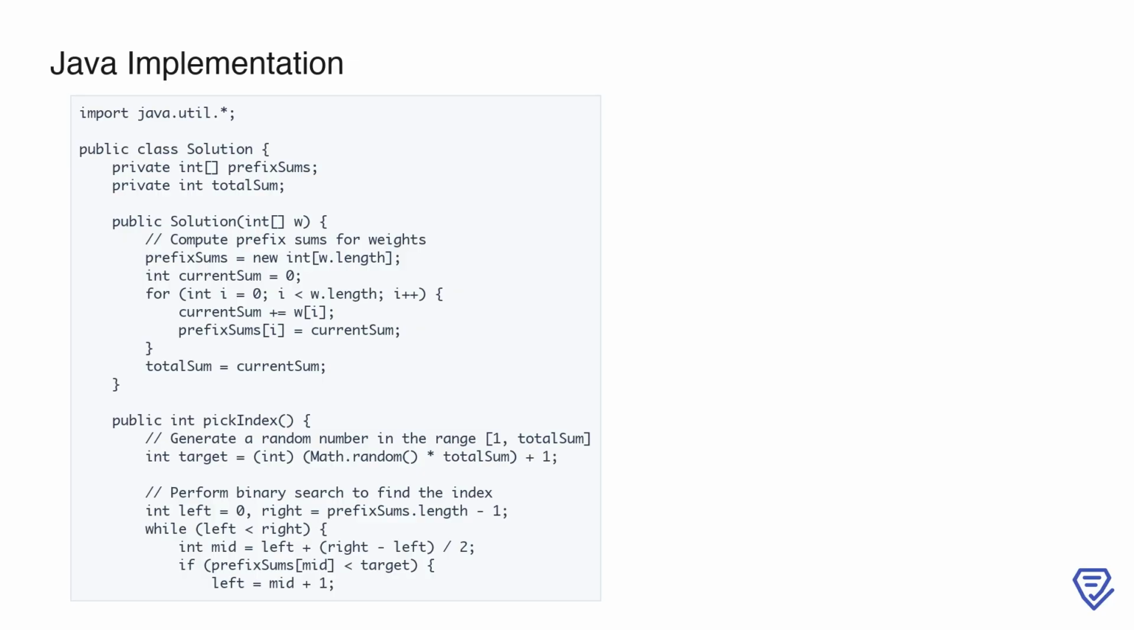We initialize prefix sums to the same size as W and use a variable current sum to calculate and store the cumulative sum iteratively. For each weight in the array, we add it to current sum and store the updated sum into the corresponding position in prefix sums. By the end of the loop, total sum is set to the value of current sum, which represents the sum of all weights. This setup allows us to efficiently perform random selection later on.